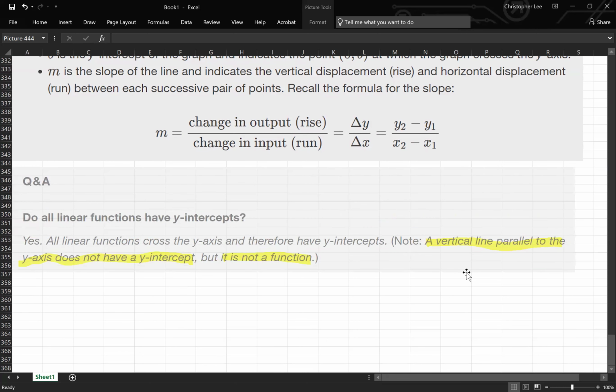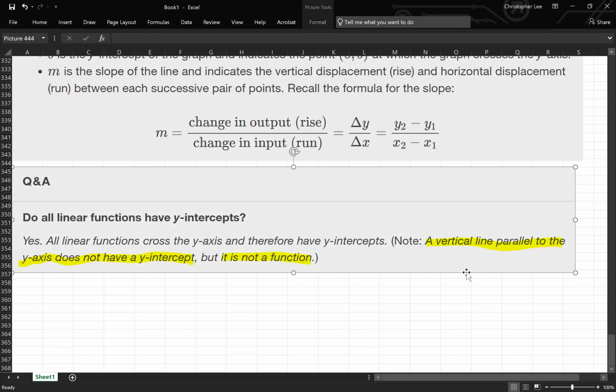So do all linear functions have y-intercepts? Yes. All linear functions cross the y-axis and therefore have y-intercepts. Note, a vertical line parallel to the y-axis does not have a y-intercept, right? And it's not a function, all right?